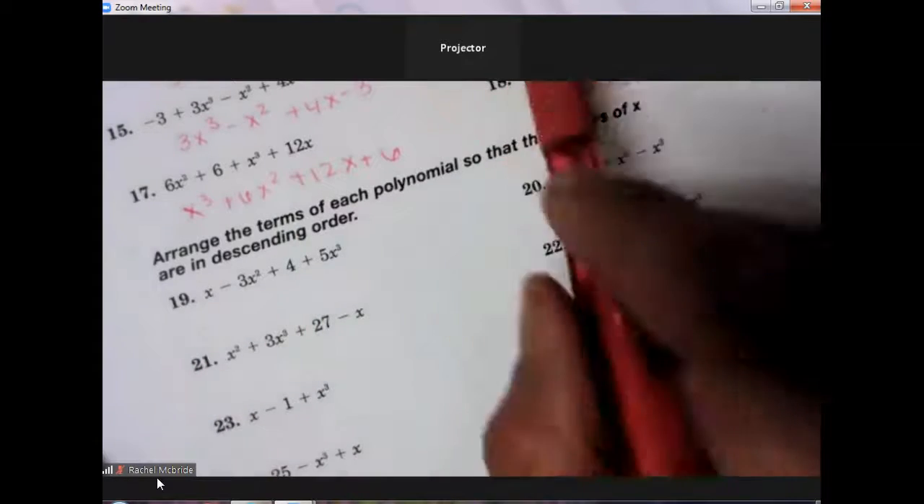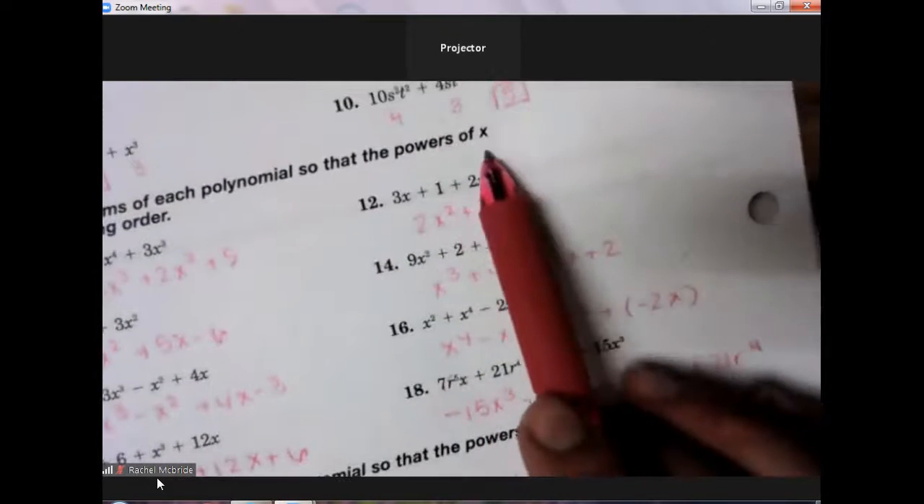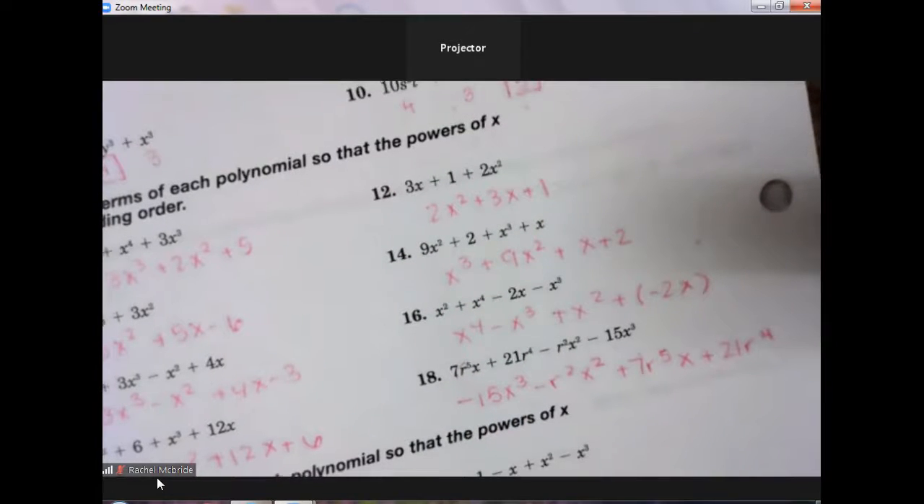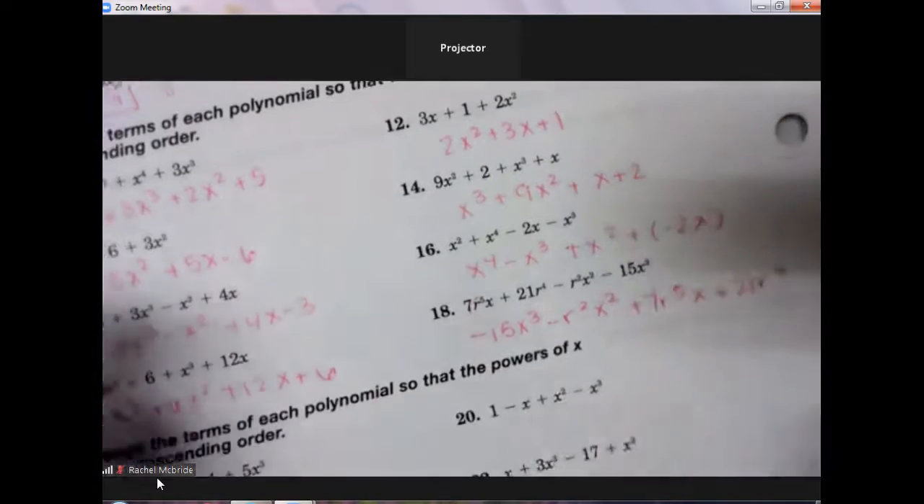Well, the direction said with the powers of x, so you ignore alphabetical. But yes, if it was x, y, z and the directions didn't say anything, you would go with x. And then if it was a, b, c, you'd go with a. But yes.